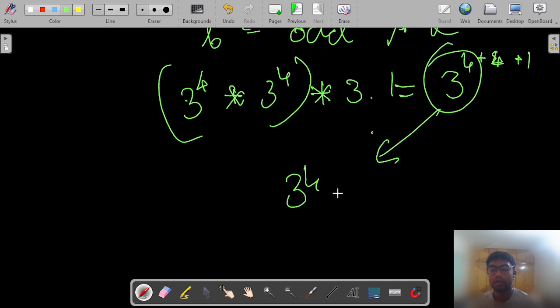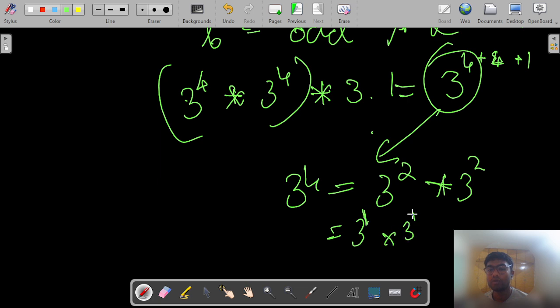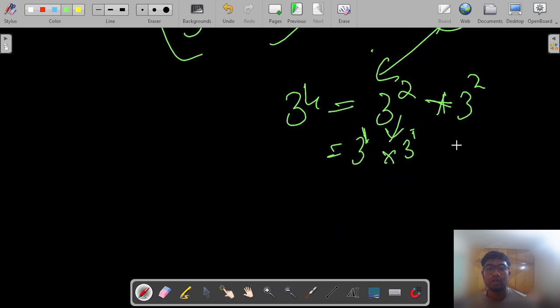3 power 4 can be 3 power 2 into 2, and 3 power 2 can be 3 power 1 into 3 power 1. So this can again further break down. Yeah, so understanding these, we can apply some solution. So let us go to the Leetcode editor and try solving this problem.